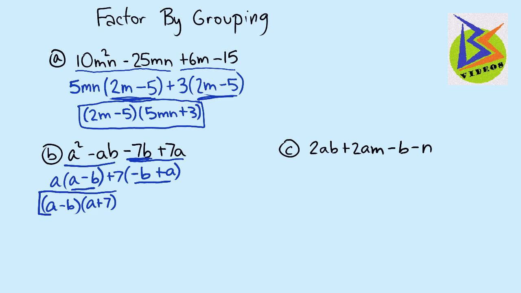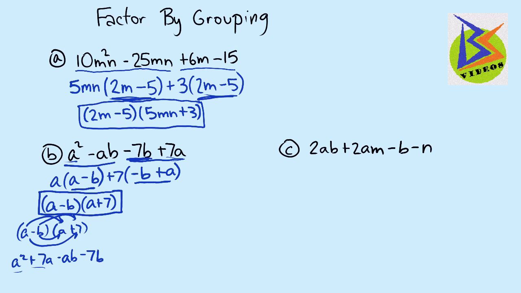Again, we could check this with the FOIL method by distributing it back through. I could show you that really quickly. We do our first, which is a squared, our outer, which is a positive 7a, our inner, which is negative ab, and then our last, which is negative 7b. Then we look and say, okay, we have the a squared in the original, we have a positive 7a in the original, we have a negative ab in the original, and we have a negative 7b in the original. So all of the parts are there, so therefore this is the factored form.